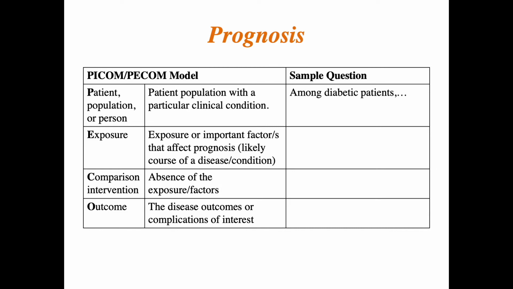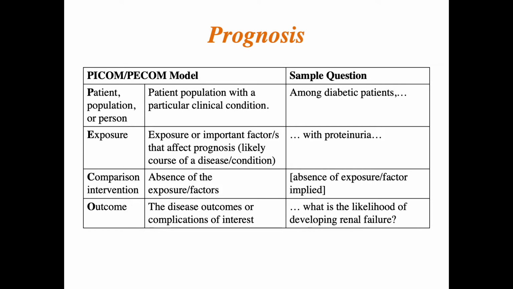So among diabetic patients, that would be our P in the PICOM model, who have proteinuria, as opposed to those who do not have proteinuria, what are their chances of developing renal failure down the line? So we're trying to prognosticate here. What would be the more likely course of the disease if a particular diabetic patient has proteinuria as a risk factor we're trying to assess? Hopefully that was clear.